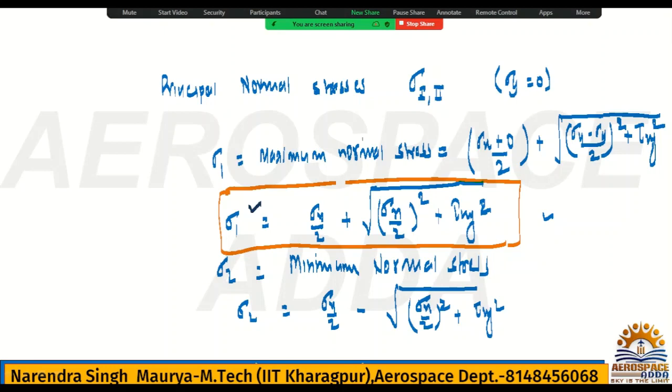Next class will have the analysis of the thin section. For the thin wall analysis, we have to check the shear flow because of the shear stress due to torsion. If torsion is applied to a thin cell or thin wall, then we have to check the analysis of the shear flow.